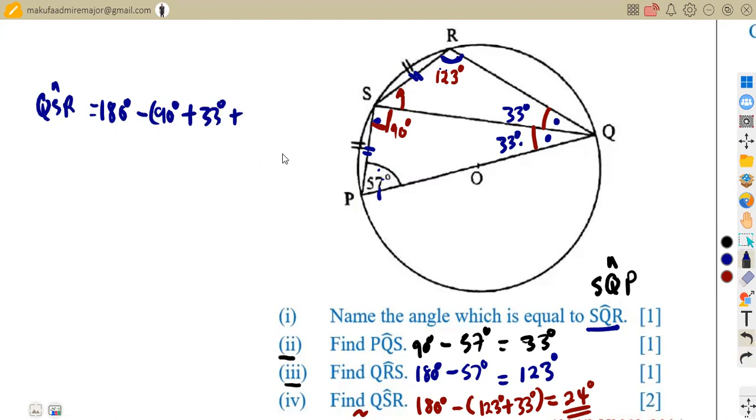We are supposed to also remove the 33 because these opposite angles add up to 180. So we are going to subtract from what? From 180, all of these angles. We are still going to obtain the same answer of 24 degrees. So I want us to try and do this one and see if we are obtaining the same answer.